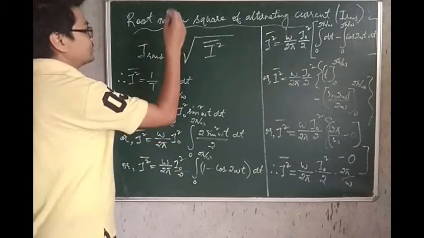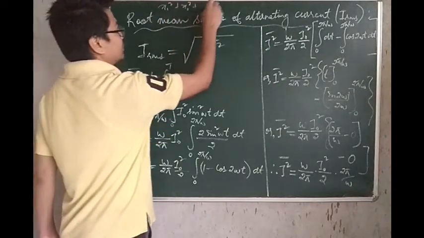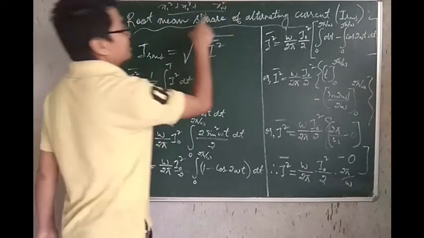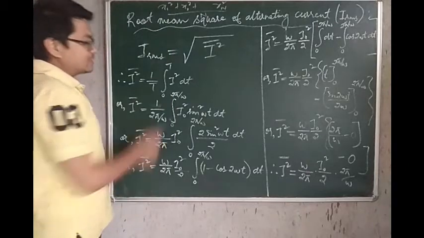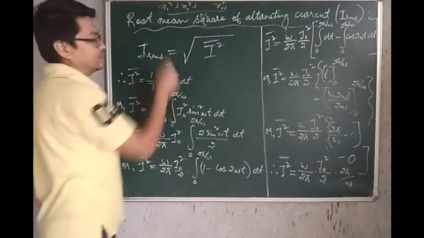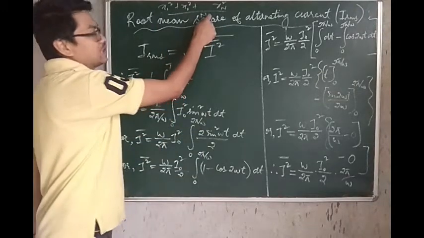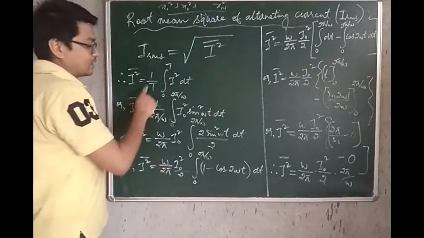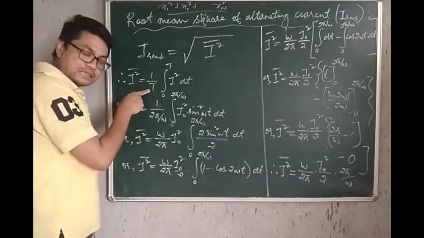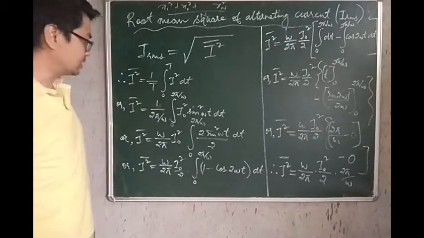The mean square value of different x's was x1 squared plus x2 squared plus xn squared divided by the number of variables. So the integration of I squared represents the numerator over here. Integration means summing up, don't forget. And divided by the number of variables means you are integrating over a complete cycle, so divided by the time period, remember. Likewise we calculated the mean also.